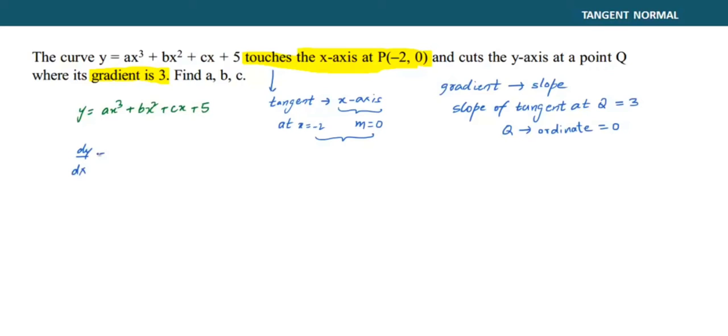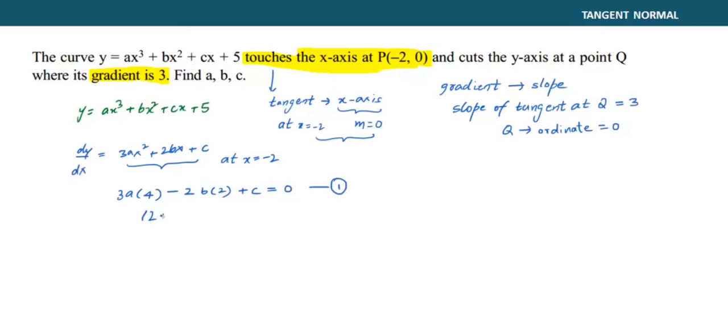It says dy by dx will become what? 3ax squared plus 2bx plus c, right? It is given that the value of this at x equal to minus 2 should be 0. So the slope should be 0 at x equal to minus 2. So what will it become? 3a into 4, minus 2b into minus 2, plus c should be equal to 0. This is the first expression that I can say. If you simplify this, it will be 12a minus 4b plus c equal to 0. So this, in fact, I should say is the first one.